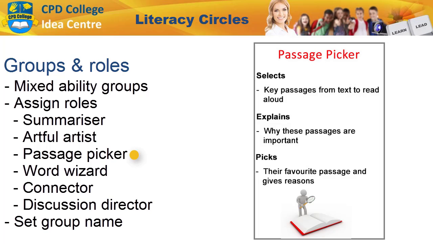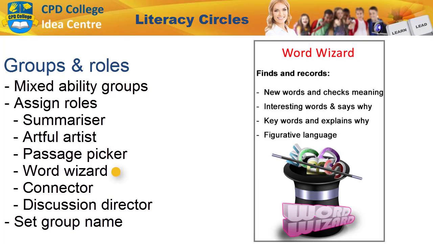The passage picker will select key passages from the text to read aloud, and more importantly, they must explain why these passages are important. They can, of course, also pick a favourite passage as long as they can give reasons for their selection. The word wizard finds and records new words and checks their meaning. They may find interesting words and say why he or she finds them to be interesting. They may list keywords and explain them, or perhaps highlight figurative language from the text.